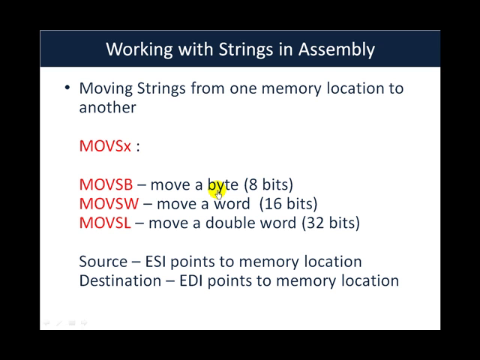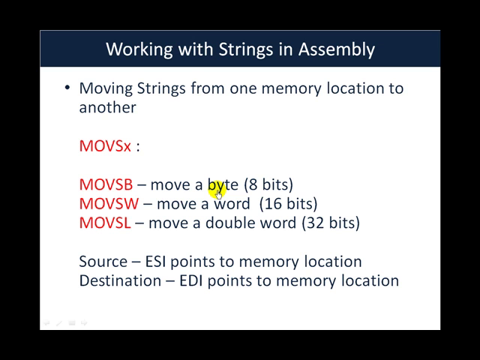Now, one of the very basic operations one would want to do with strings is to copy them from one memory location to another. In order to do this, we have the MOVS series of instructions. Think of MOVS as an abbreviation for move string, and the Intel 32 architecture provides this series of instructions specifically for strings.